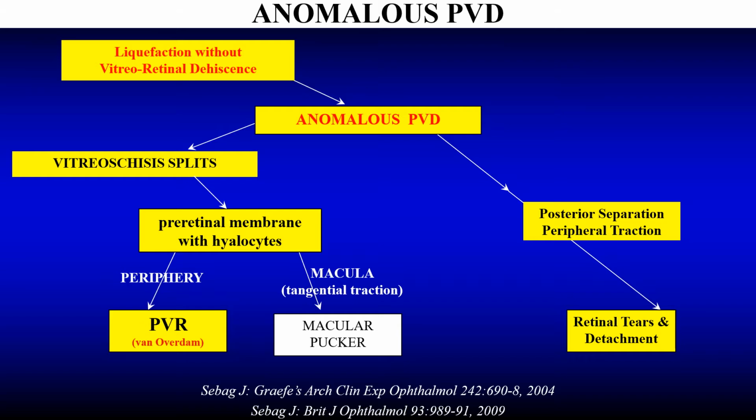When hyalocytes are present within that membrane, posteriorly they can induce tangential traction, inducing a macular pucker, but peripherally they can induce tangential as well as axial traction, contributing to the development of PVR, as pointed out to us by Koen van Overdam.